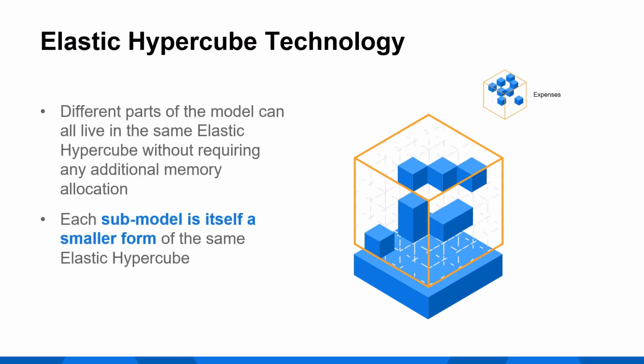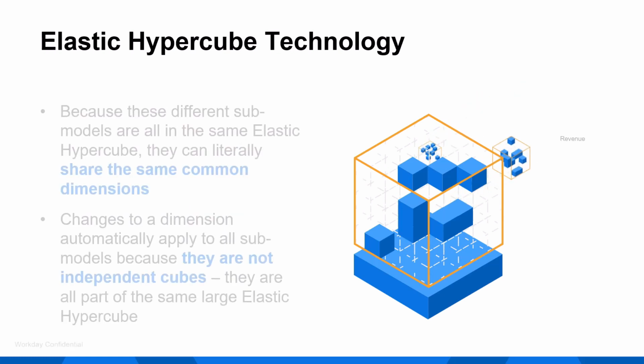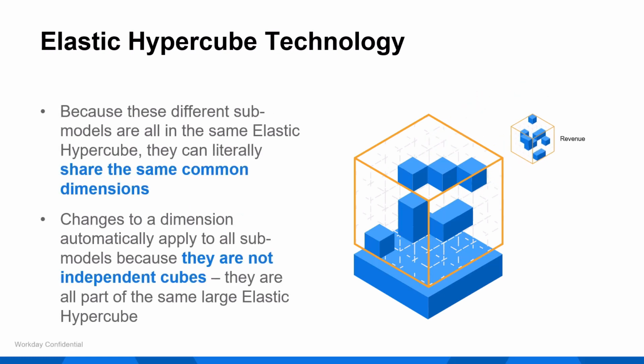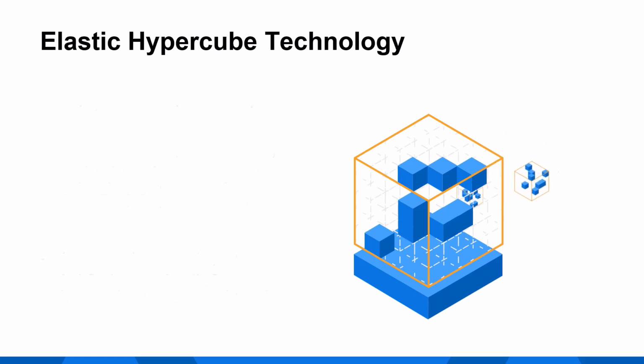Loading a revenue plan and an expense plan into a single Elastic Hypercube is also memory efficient, since each of these separate subplans is effectively a smaller version of the Elastic Hypercube itself, only allocating memory for places that contain data. Being in a single overarching hypercube allows administrators to leverage the subcube's common dimensionality. First, it allows a single dimension to be used by multiple subcubes without the need to copy the dimension from cube to cube. The separate subcubes are all literally using the same dimension at the same time, so changes to that dimension automatically apply to all subcubes.